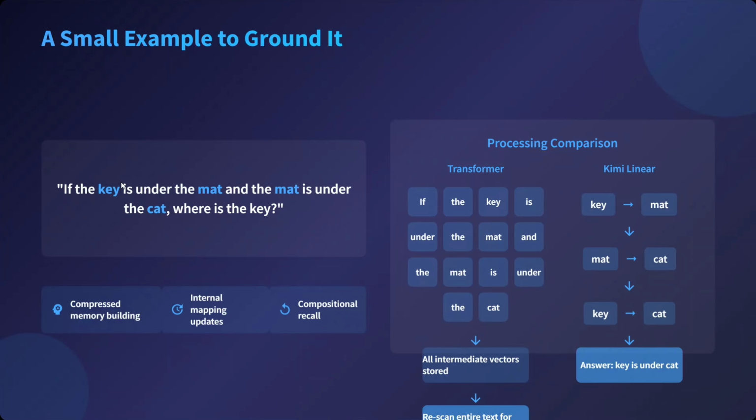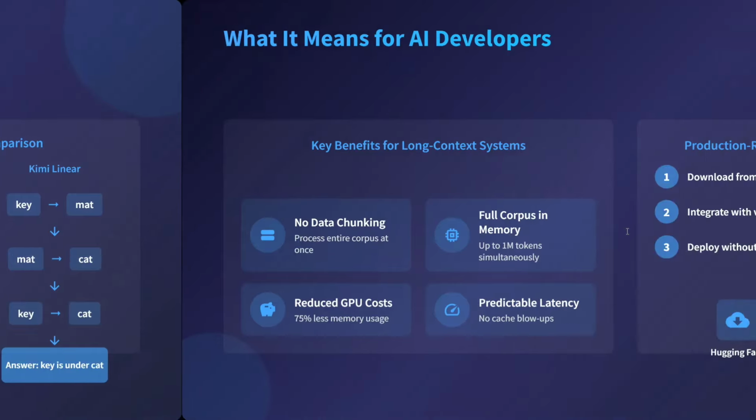A small example to understand. As you can see here, in transformer, if you get this particular sentence, you would be maintaining all the vectors for all the text, but in case of Kimi Linear, you won't be doing that. You would be remembering just the important stuff.